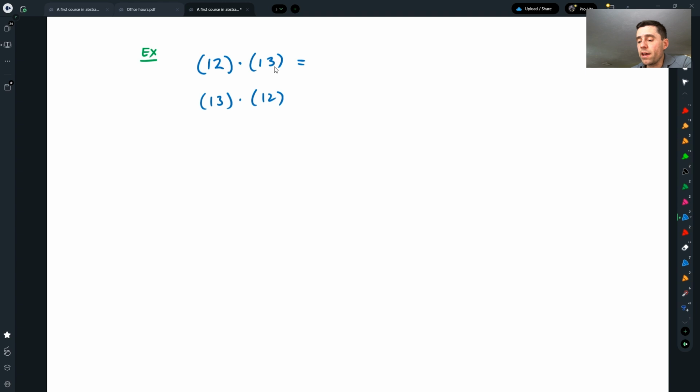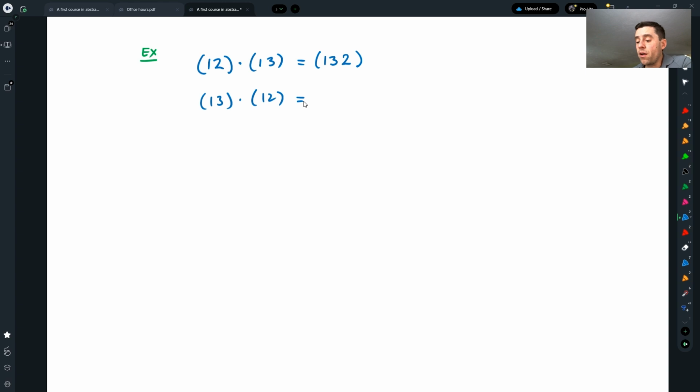1 goes to 3 and 3 stays put here, so 1 goes to 3. Now 3 goes to 1 and 1 goes to 2, so 3 goes to 2, and then 2 stays put here and 2 goes to 1, so 2 goes to 1, and it closes this cycle.